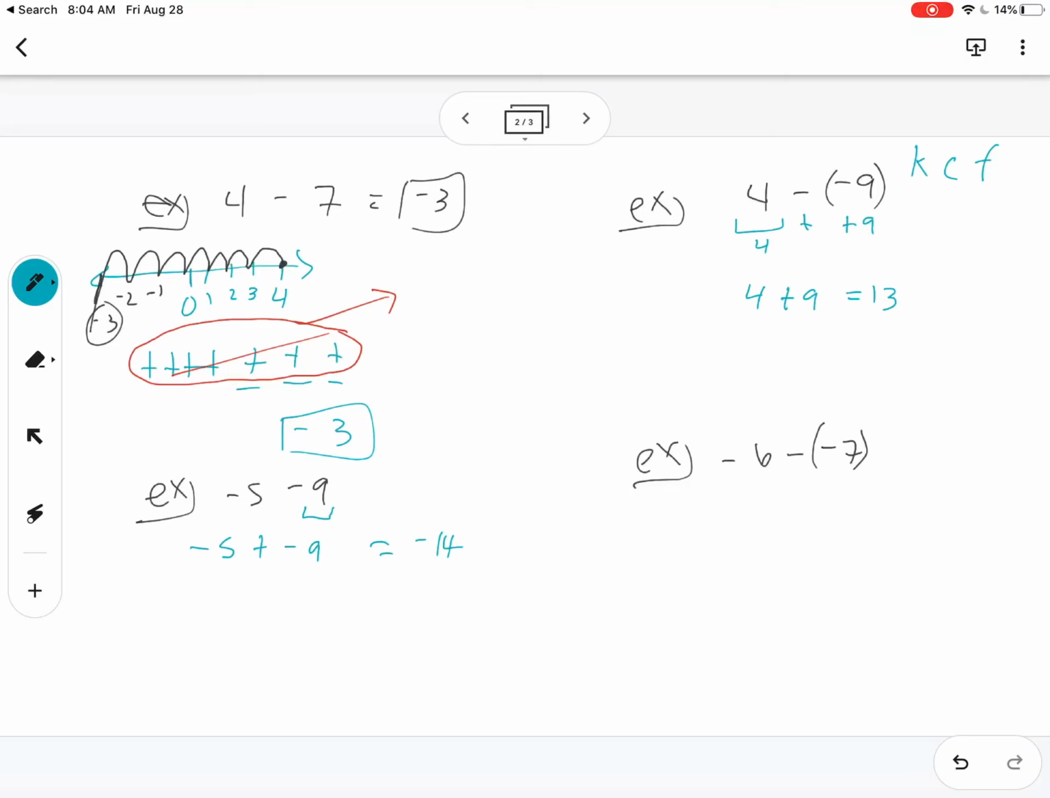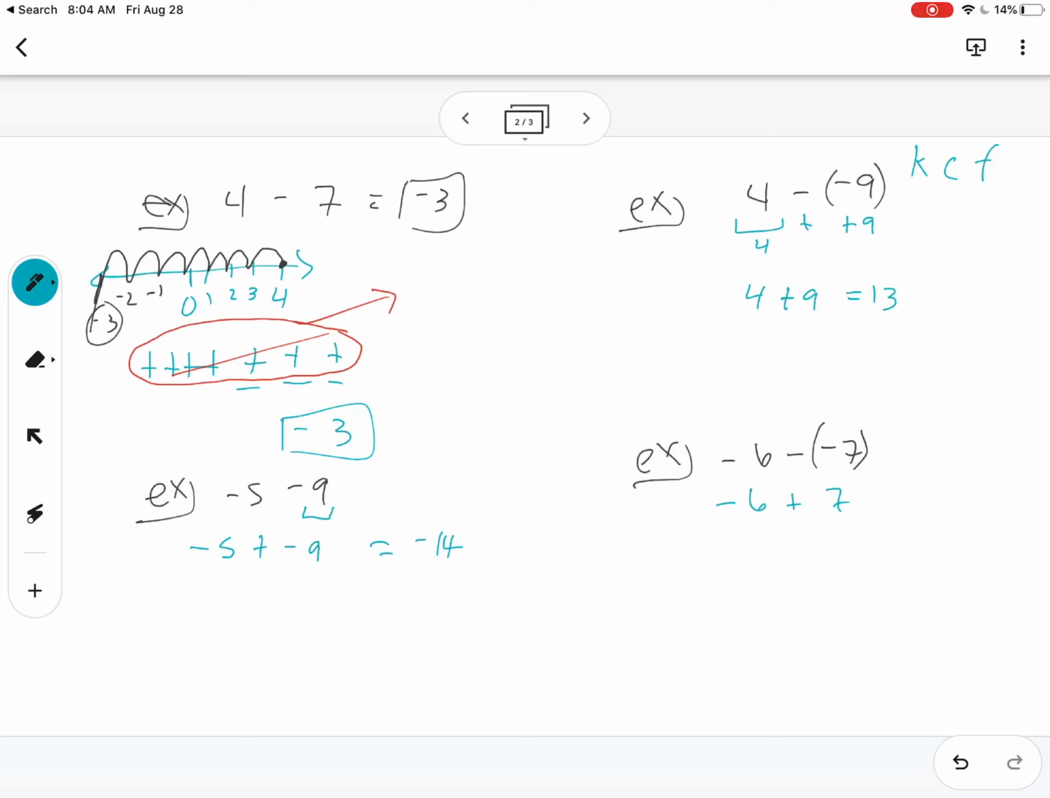And last but not least, we have a negative 6 minus a negative 7. Can somebody turn off their car? Thank you. So once again, we keep the first number, we change the minus sign to a plus, and then the opposite of a negative 7 is a positive 7.